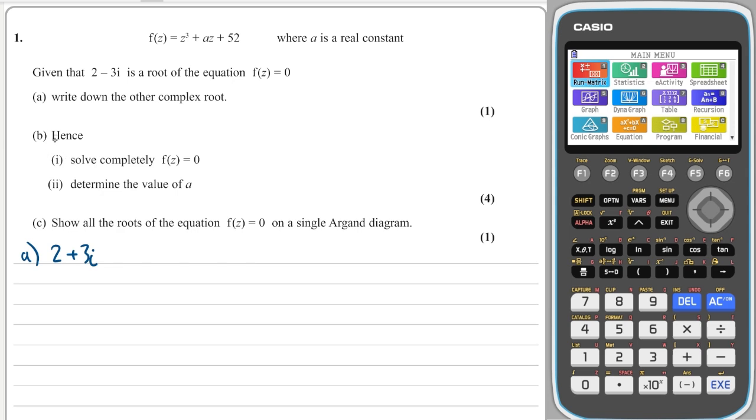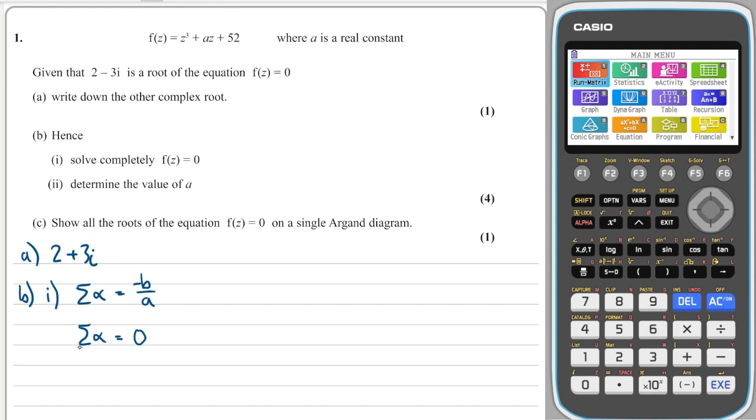And then part B, it says hence solve completely. Now there are a few ways of doing this. I think the quickest and most efficient way is to use our roots of polynomials rule, and that is that the sum of the roots, so the sum of all the alphas, is equal to minus b over a. In this case we don't have a z squared term, so therefore b is 0. So the sum of the roots is equal to 0 over a, which is 0.